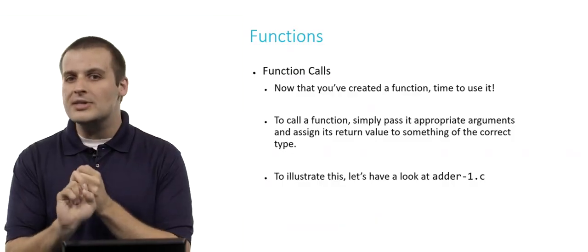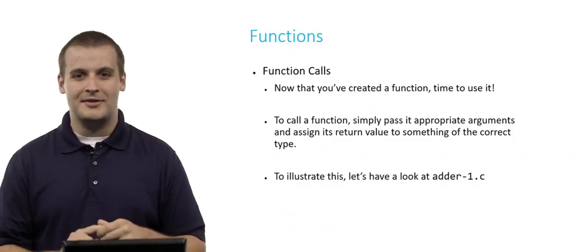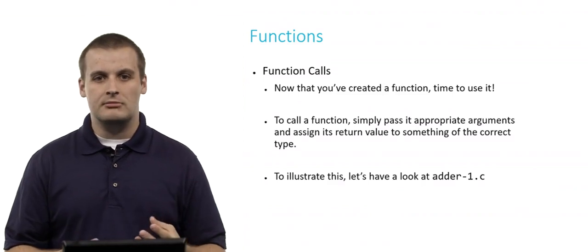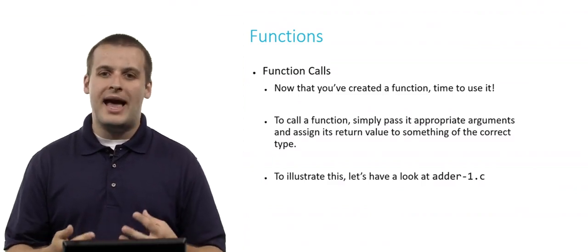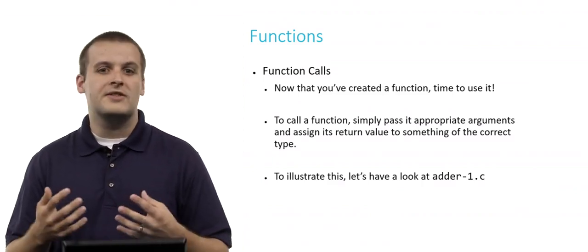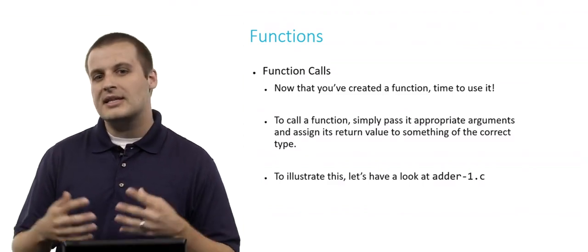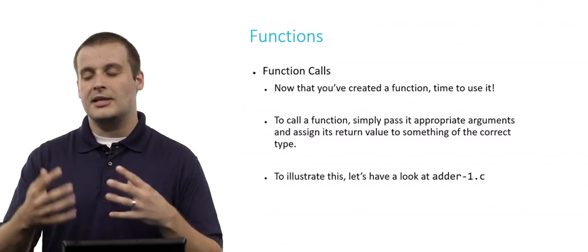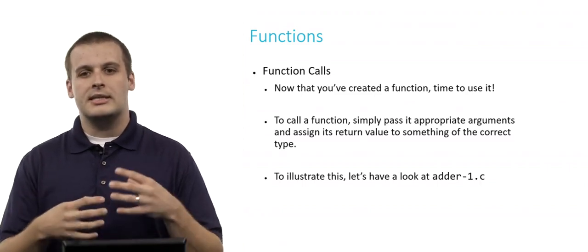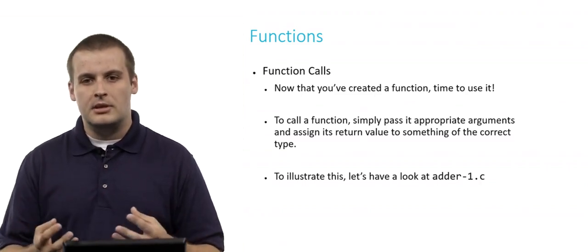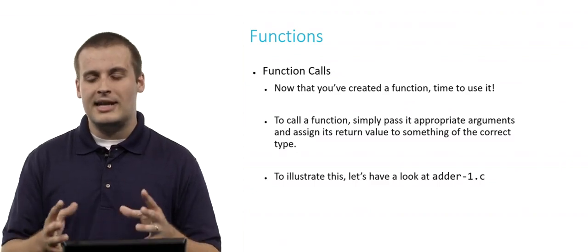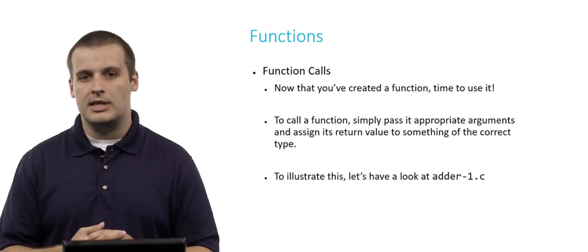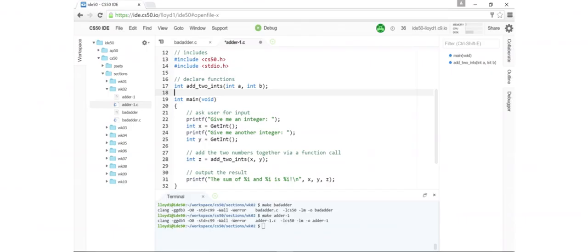All right, so we've declared functions and we've defined functions, so that's really good. Now let's start to use the functions that we've declared and defined. To call a function, it's actually pretty easy. All you need to do is pass it appropriate arguments of the data type that it expects, and then assign the return value of that function to something of the correct type. So let's have a look at this in practice in a file called adder1.c, which I have in my CS50 IDE. So here is adder1.c.